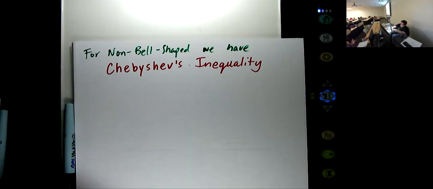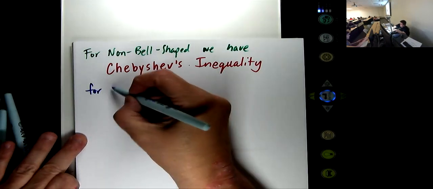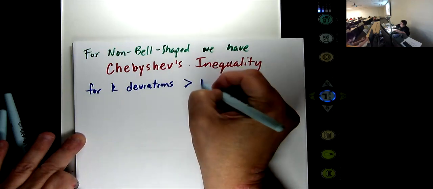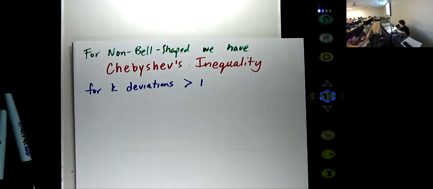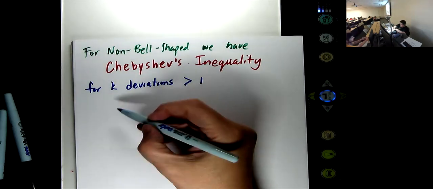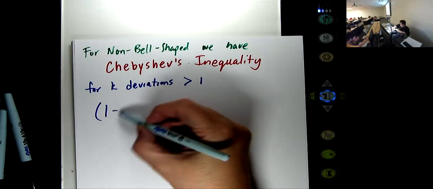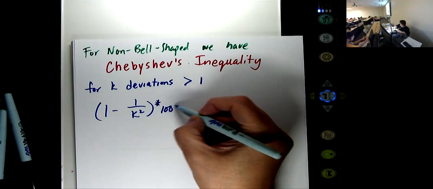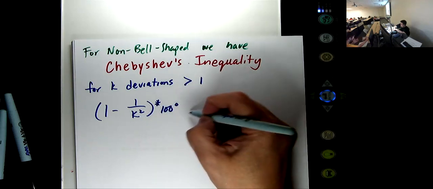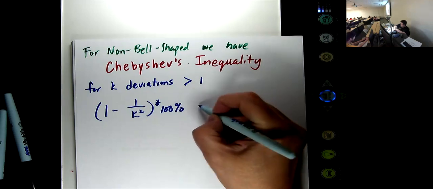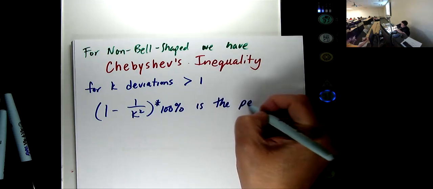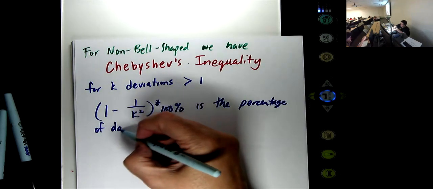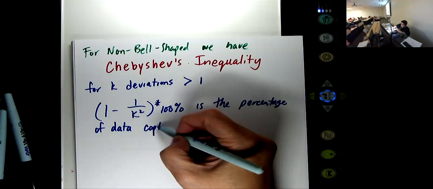His inequality is for k deviations greater than 1. This only works if you have more than 1 deviation. 1 minus 1 over k squared times 100% of the area, or 100 times that, is the percentage of data captured within k deviations.